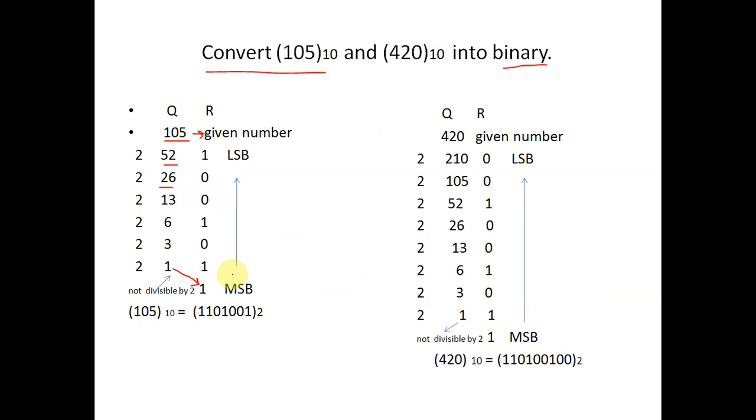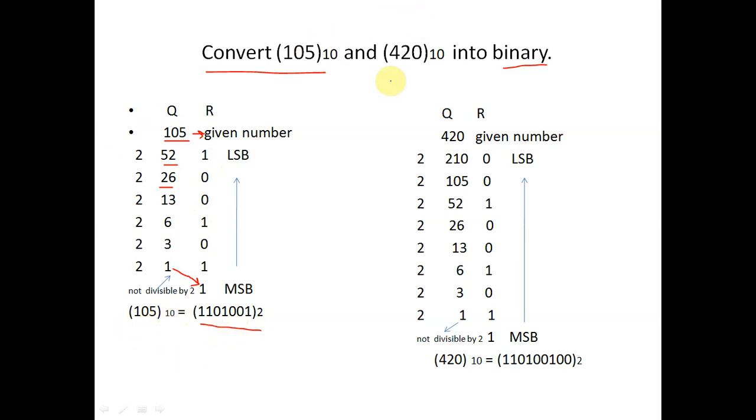So these remainders are arranged from bottom to top. So the number is 1101001. And this is how the number 105 is converted into binary.